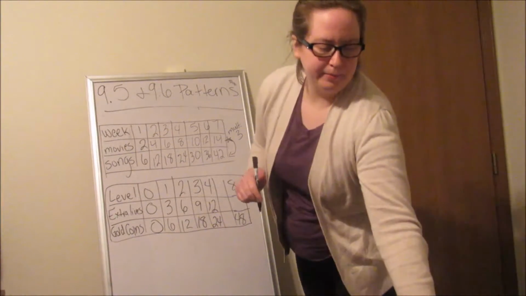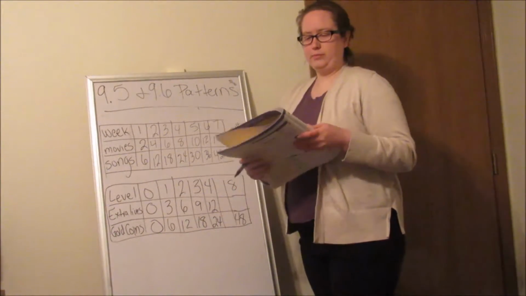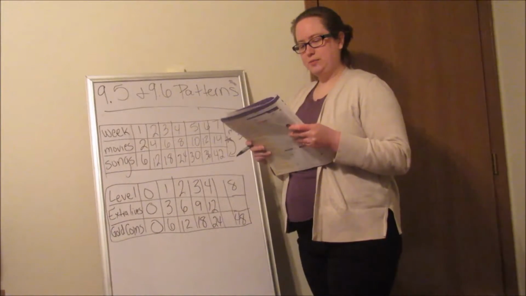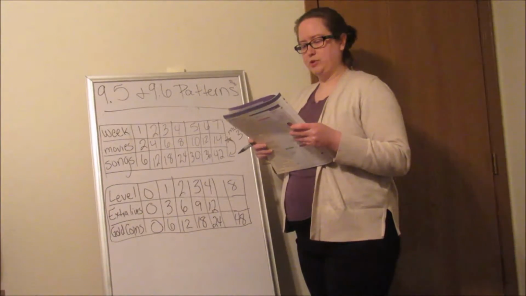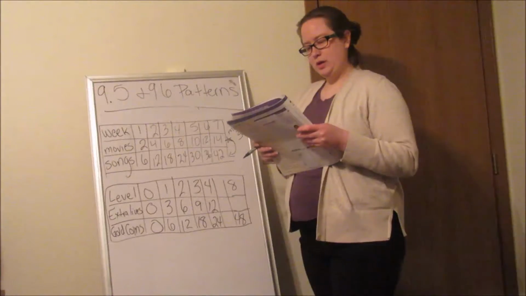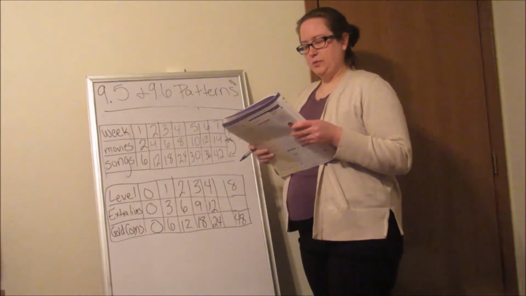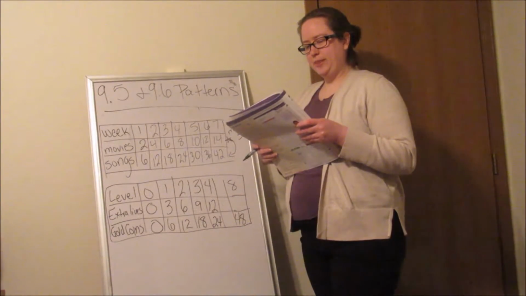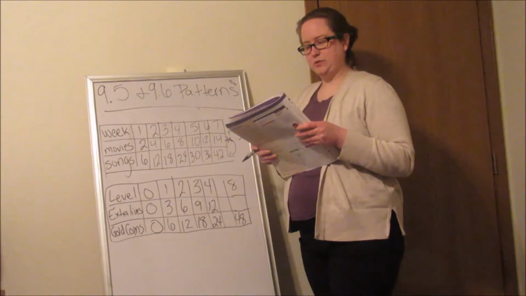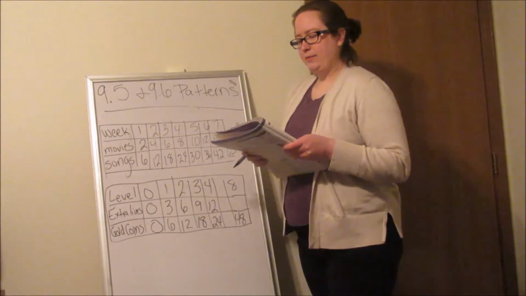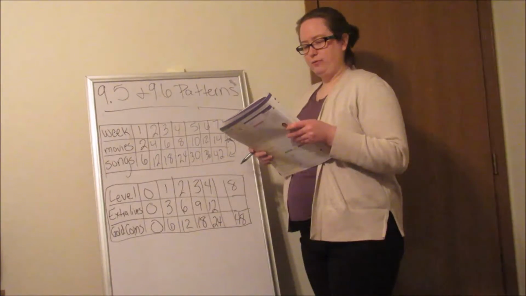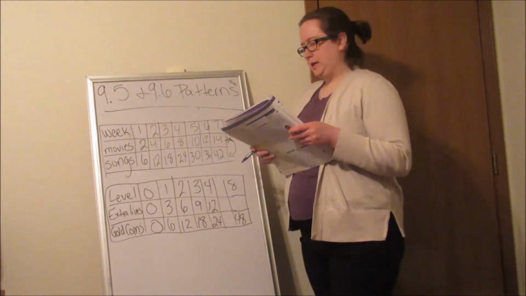So let's look at another problem. It says, when Alice completes each level in her favorite video game, she wins 3 extra lives and 6 gold coins. What rule can you write to relate the number of gold coins to the number of extra lives she has won at any level? Then how many extra lives will Alice have won after she completes 8 levels?